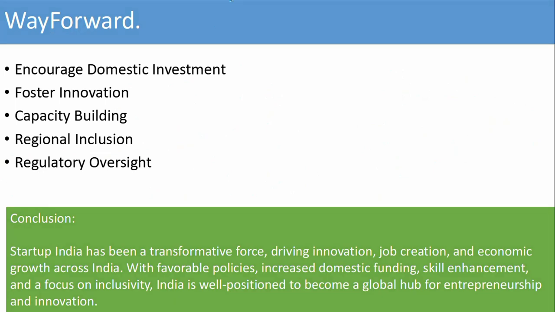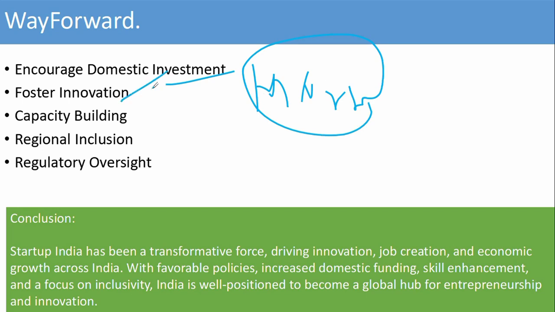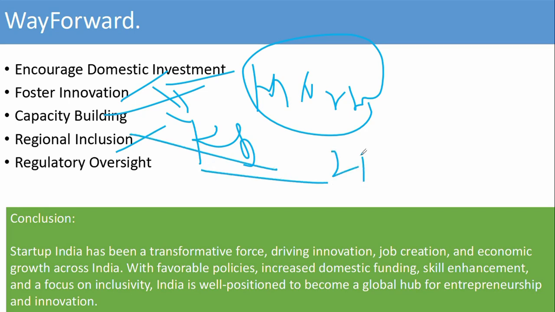Then what should we do going forward? Increase domestic investment: more domestic people should invest in small startups. Foster innovation: they have to focus on research and development. Capacity building and regional inclusivity: they have to open in tier 2 and tier 3 cities, non-metro cities. Regulatory oversight. What is the conclusion? Startup India has been a transformative force, driving innovation, job creation, and economic growth across India. With favorable policies, increased domestic funding, skill enhancement, and a focus on inclusivity, India will be positioned to become a global hub of entrepreneurship and innovation.